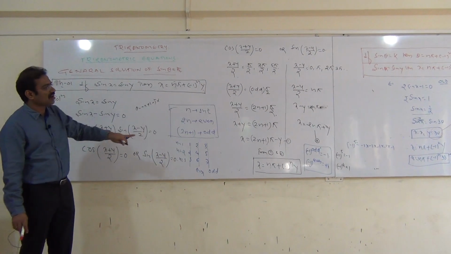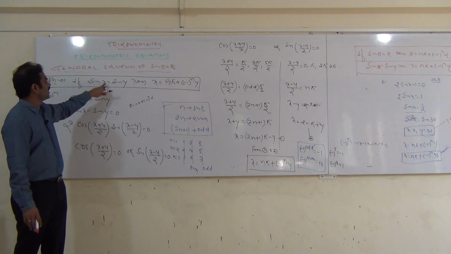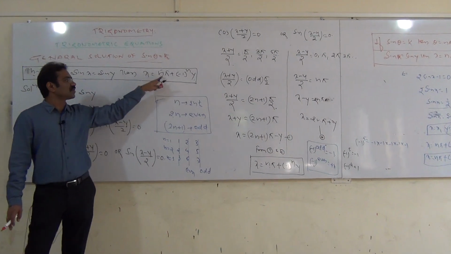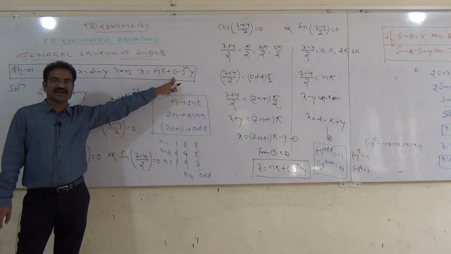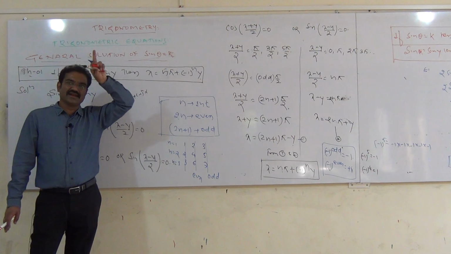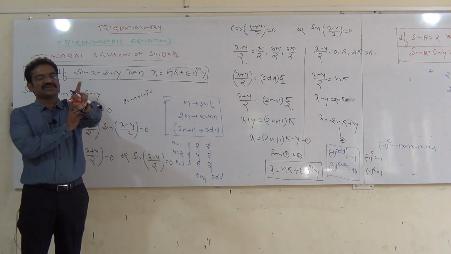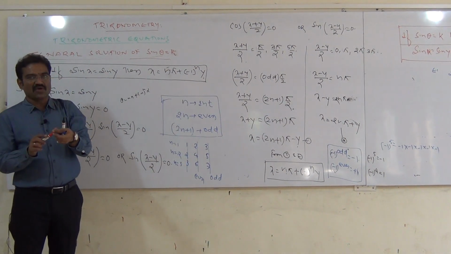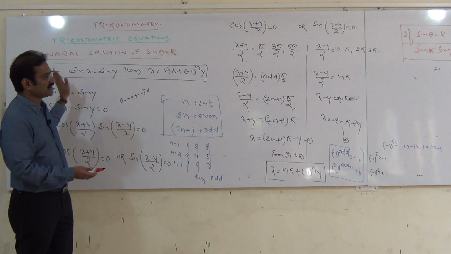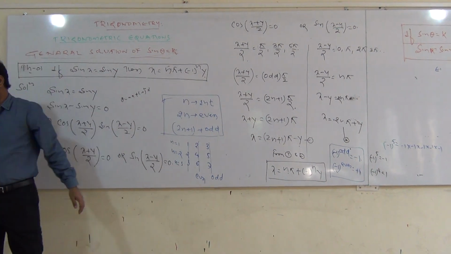If sin x is equal to sin y, then x is equal to n pi plus minus 1 raised to n y. If there is one trigonometric equation, it has infinite values. What are all the infinite values? That can be written like this. Take note of this.